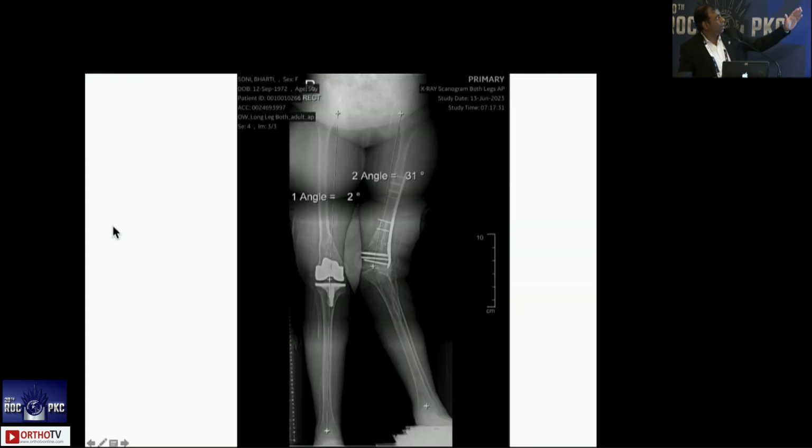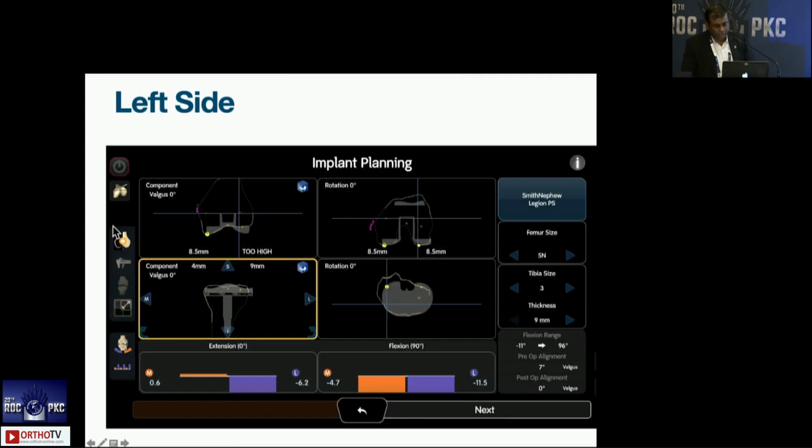It looks 2 degree, and the opposite side is 31 degree valgus. So in that stage, we remove the plate, we remove the nail here, and this is the deformity left. And obviously the patient was happy, so she came back for the second side.